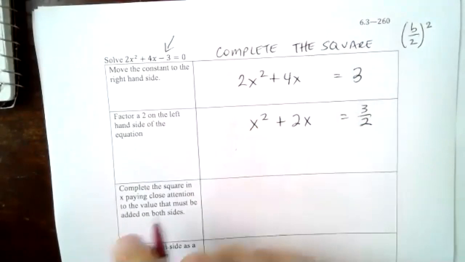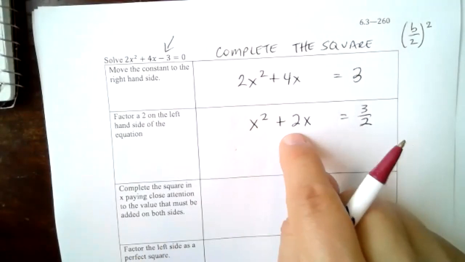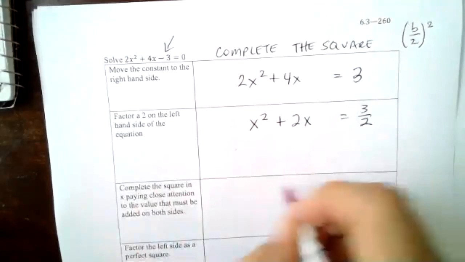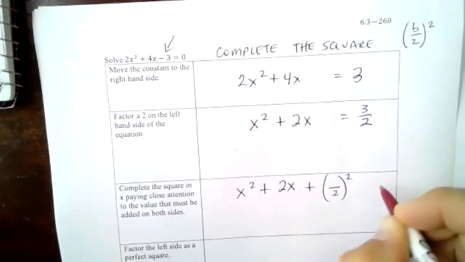So now we're going to remember that we're completing the square, so we take the middle term, we divide it by 2 and square it, all right? So it says complete the square in X, paying close attention to the value that must be added to both sides. So let's do that real quick. Let's go here. All right, so now we're going to add something divided by 2 squared to both sides.